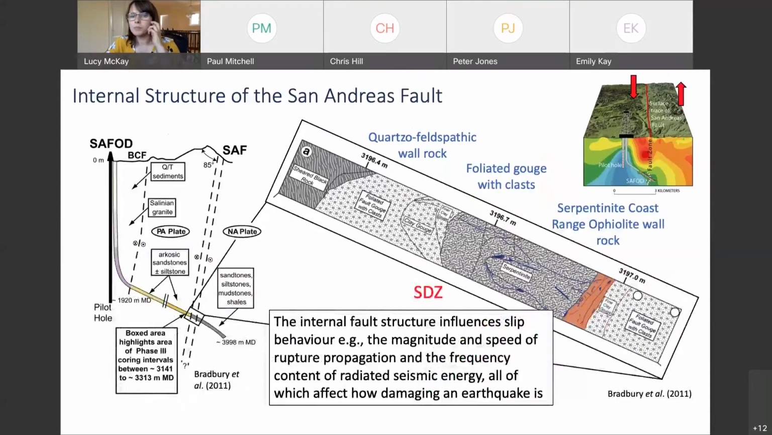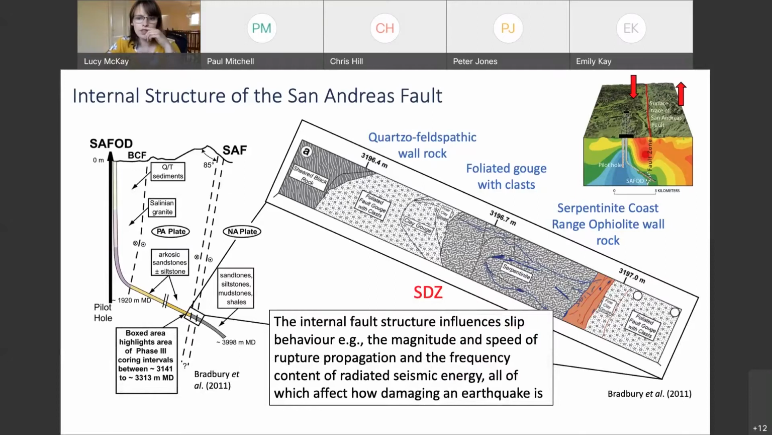But recently there have been several drilling projects undertaken to explore how the internal structure of active plate boundary faults at depth influence how they slip. And findings from all of these projects, for example, in the San Andreas, the Alpine Fault, the Japan Trench, etc., they all highlight the presence and importance of clay-rich fault rocks within the core.